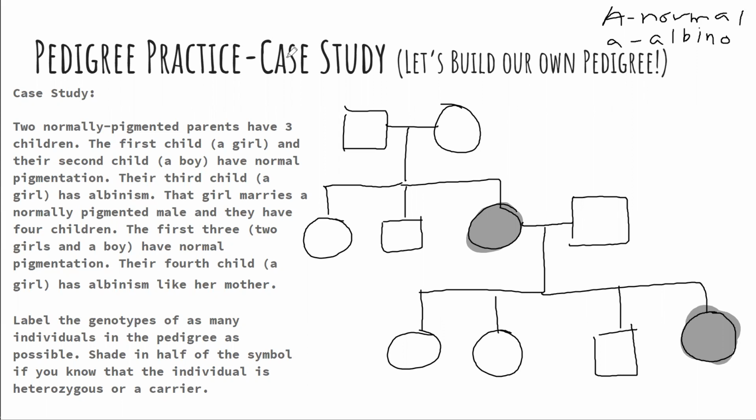Remember, not all pedigrees use the half shading, but for ours, we're going to use half shading. So let's label the genotypes of as many individuals in the pedigree, which means we kind of have to work backwards, right? So let's start with what we know. We know that albinism is an autosomal recessively inherited trait. So if you have 2 recessive alleles for it, you'll be albino, and that means you're shaded in. So we know the genotypes of these 2 girls are lowercase a and lowercase a.